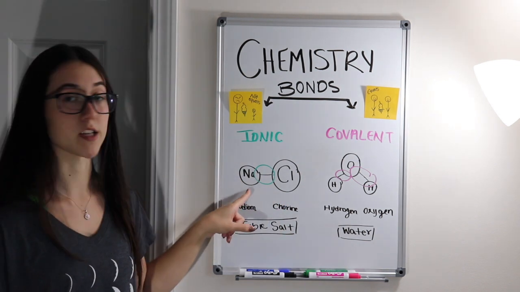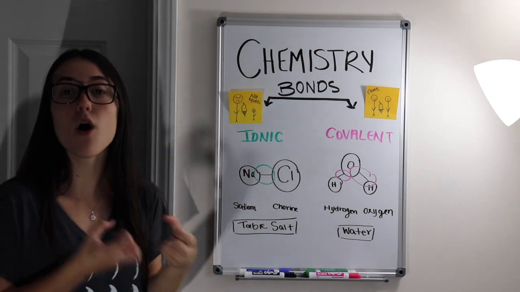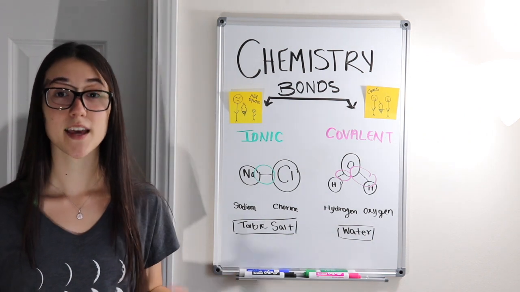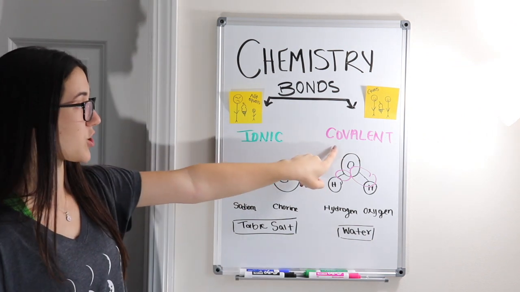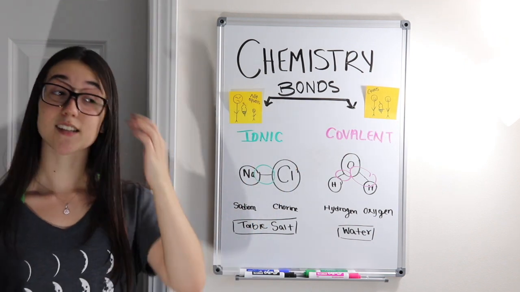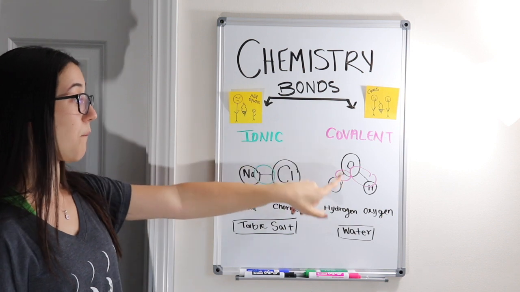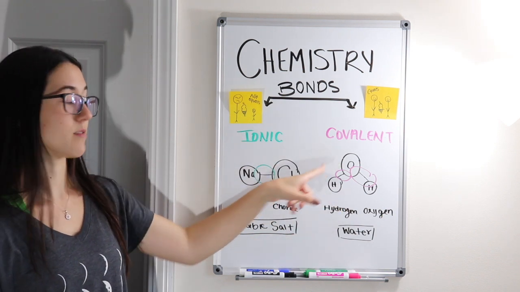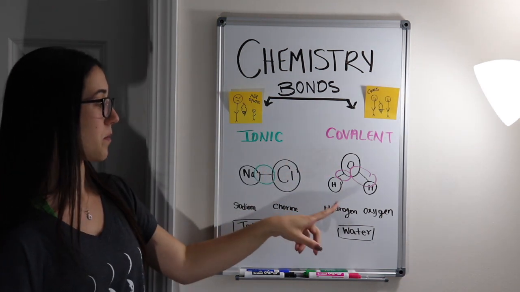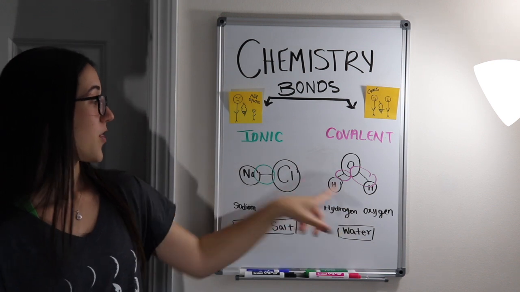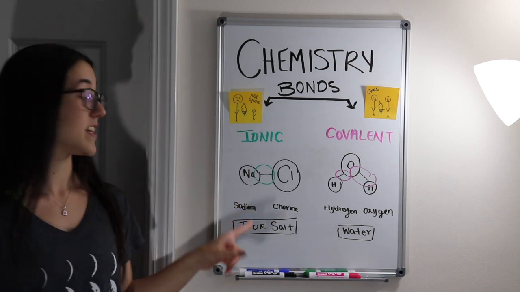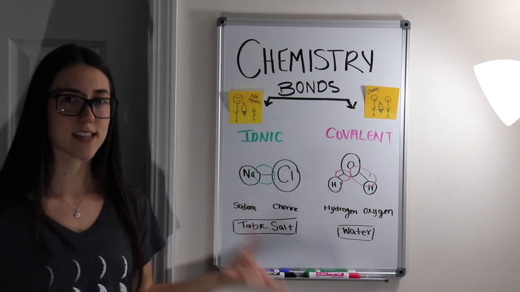Chlorine is much stronger than sodium, so it ends up taking all the electrons for itself, and by doing that, it forms a bond. However, in covalent friendships, the two people are equal and they share the ice cream equally. And that's the same thing that happens in covalent bonds. The hydrogen and the hydrogen and the oxygen share the electrons equally and they're able to form water. So this molecule right here, H2O, is also known as water. And this molecule right here, NaCl, is also known as table salt.